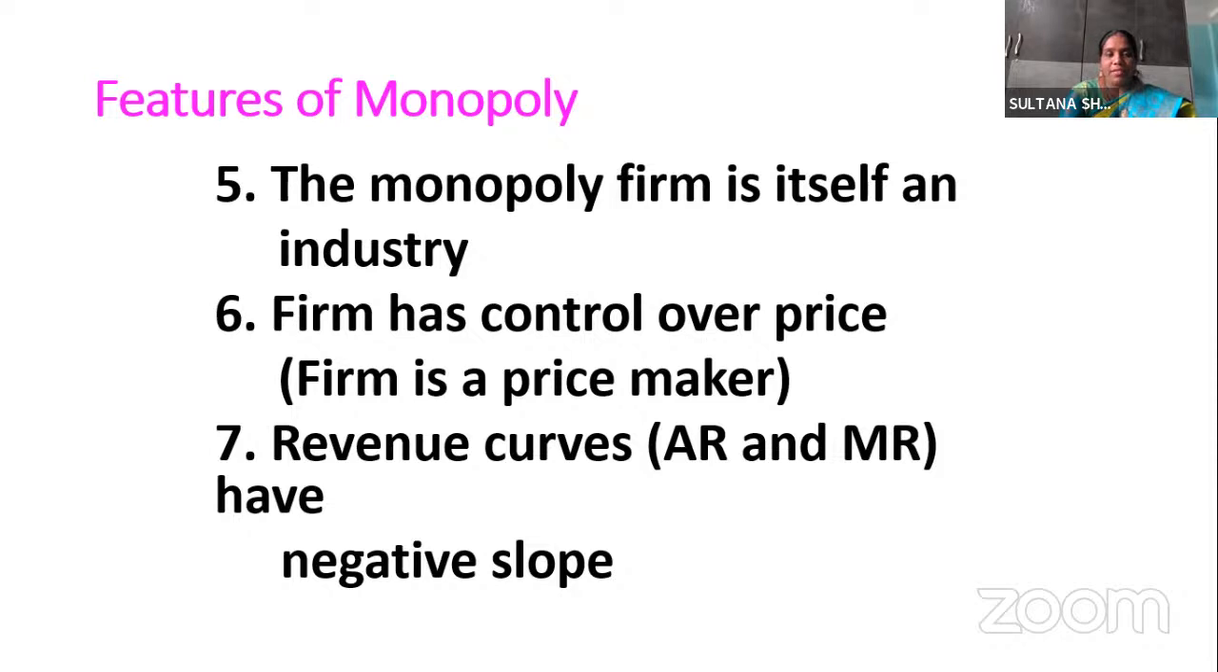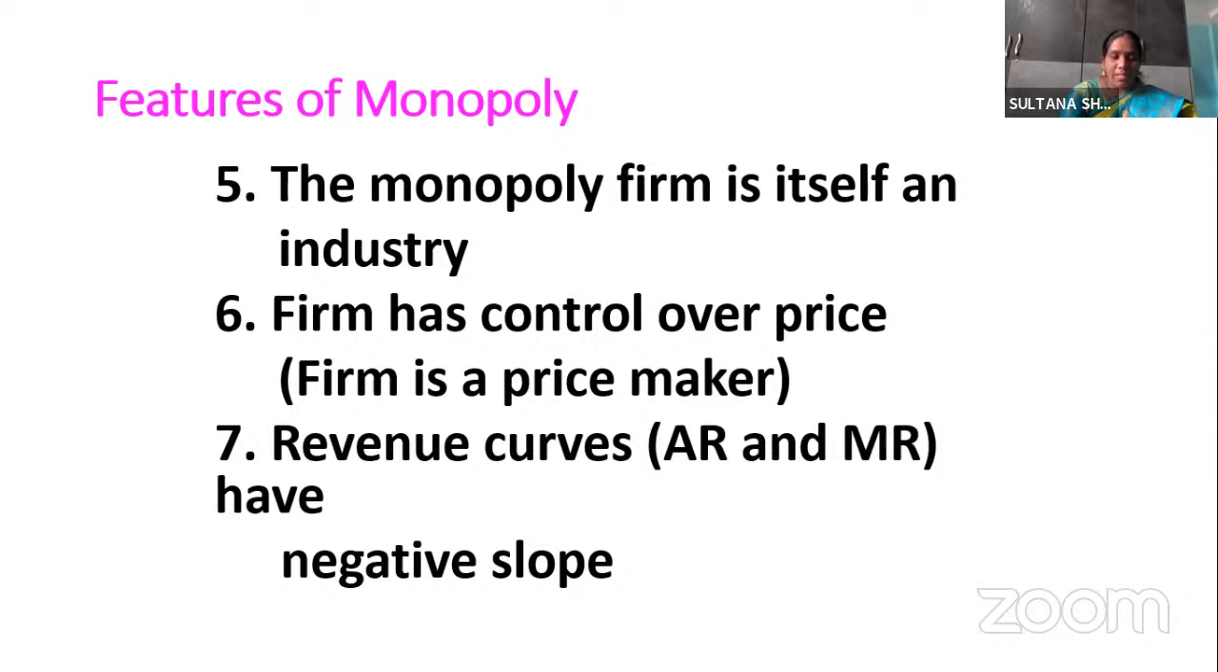And another feature of monopoly market is the firm has control over price. Why? Because he is the only seller. He can decide the price. Here, the firm is a price maker. We can say that the monopolist is a price maker. Whatever price he wants to decide, that price he can decide. Why? Because that product is available with him only.